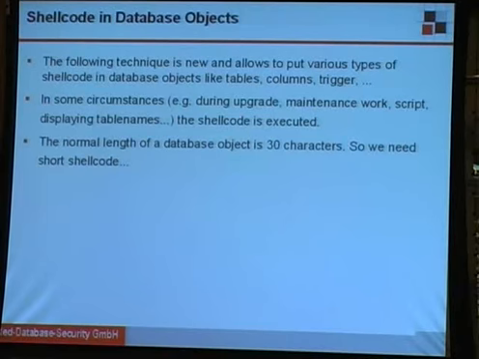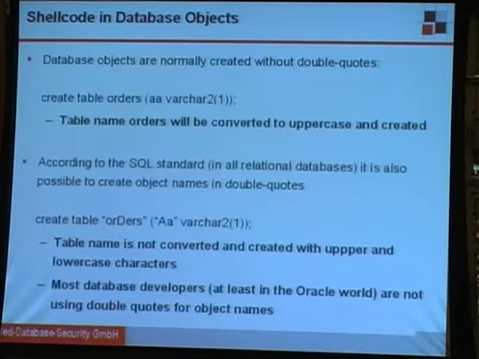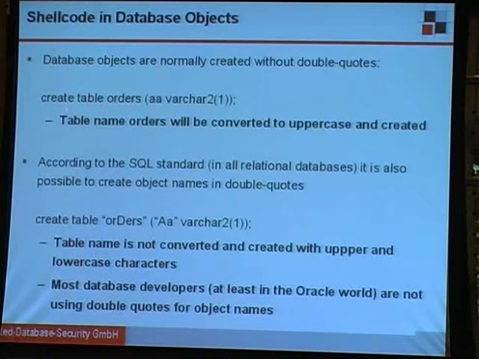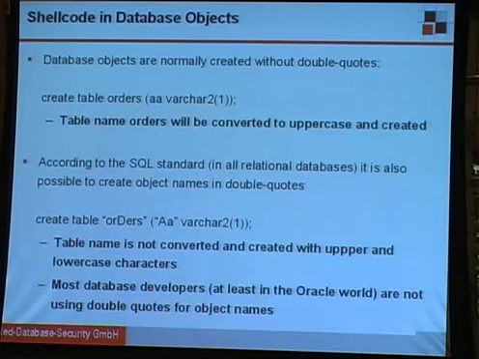Normally a database object, in Oracle at least, is limited to 30 characters, so we need short shellcode to do this. And nowadays, most DBAs and developers create objects using this syntax: create table orders. In this case, Oracle converts the name to uppercase, and then the object is created.